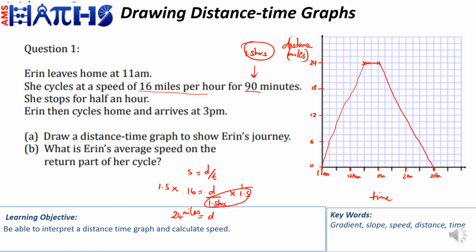Now it says, what is Erin's average speed on the return part of her journey? So we need to work out her speed here on the last part of our journey, right? The height of the right angled triangle is 24, and the time she took to do that was 2 hours, right? That's the base of the triangle. So our average speed, which is speed equal distance over time, is 24 miles divided by 2 hours to complete that part of her journey. So she traveled at 12 miles per hour for part B.